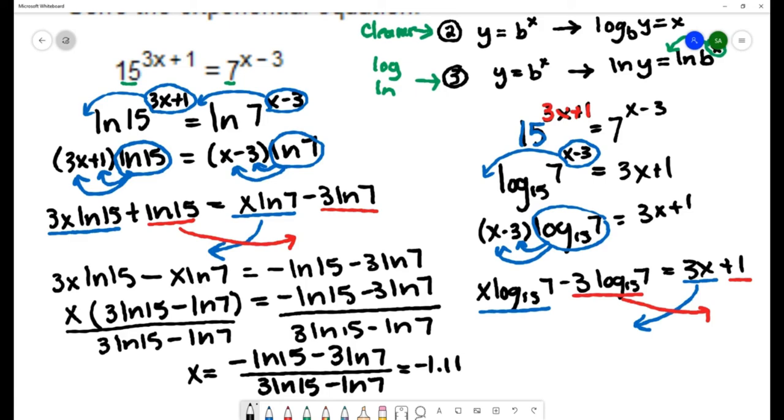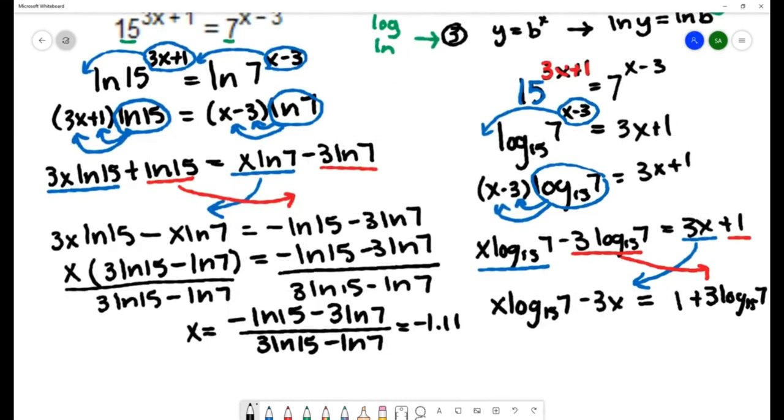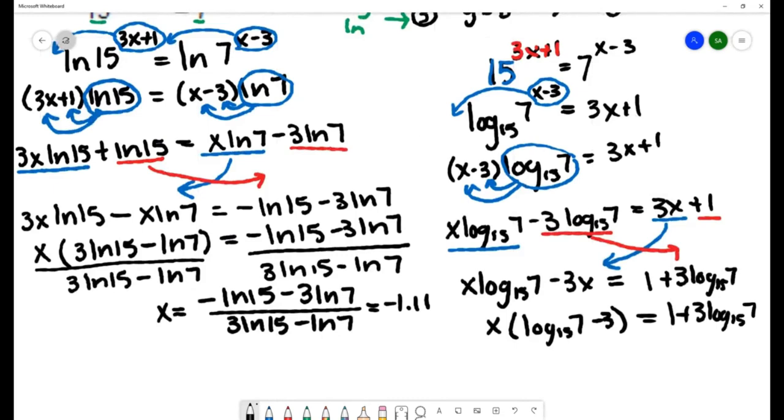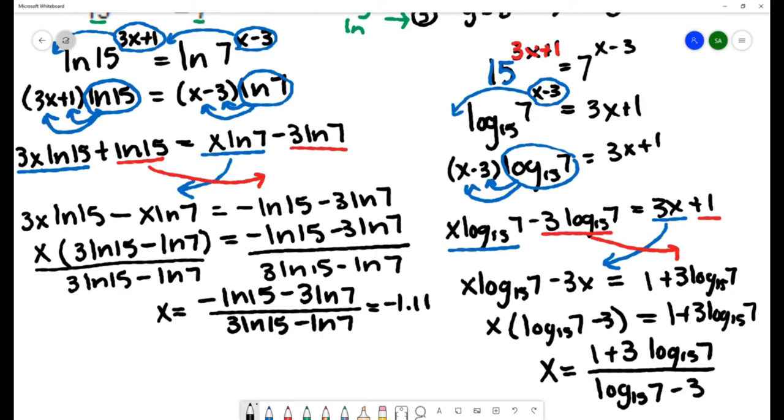We want to rearrange the terms. We have x log base 15 of 7 minus 3x equals 1 plus 3 log base 15 of 7. I can now factor that x out: x times (log base 15 of 7 minus 3) equals 1 plus 3 log base 15 of 7. And now I can get x by itself by dividing both sides by the parentheses. That would give x equals 1 plus 3 log base 15 of 7 over log base 15 of 7 minus 3.